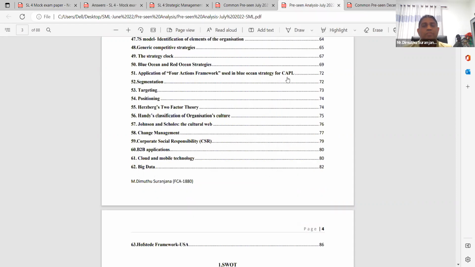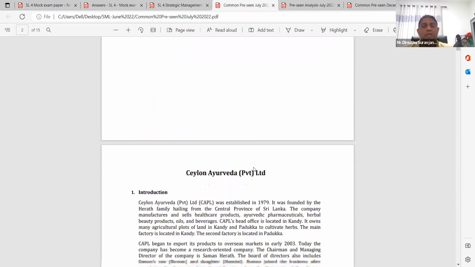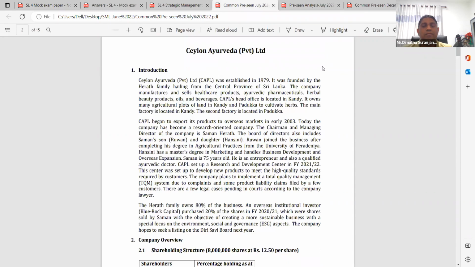Right. If you look at this pre-seen, July 1, this was related to Ceylon Ayurveda Private Limited. So what is their business? They manufacture and sell healthcare products, Ayurvedic pharmaceuticals, herbal beauty products, oils and beverages. CAPL head office is located in Kandy. It owns many agriculture plots of land in Kandy and Padukka to cultivate herbs. Their main factory is in Kandy, no? Second factory in Padukka. Right?